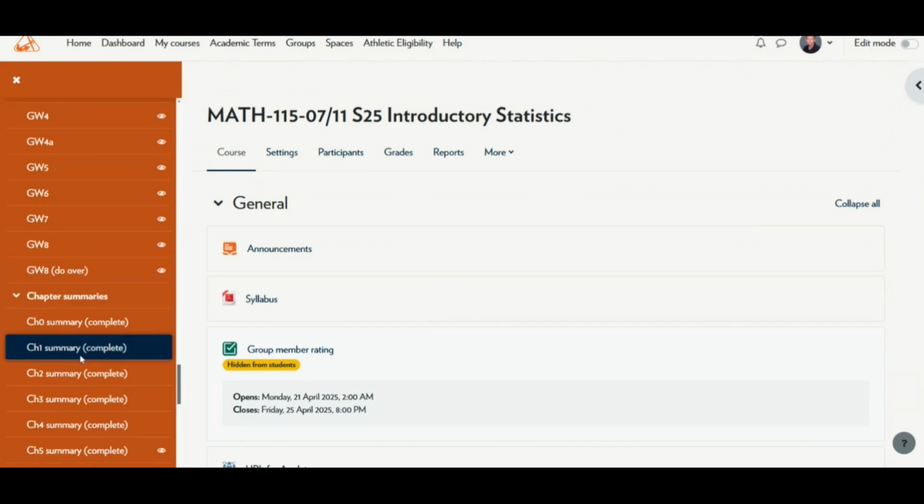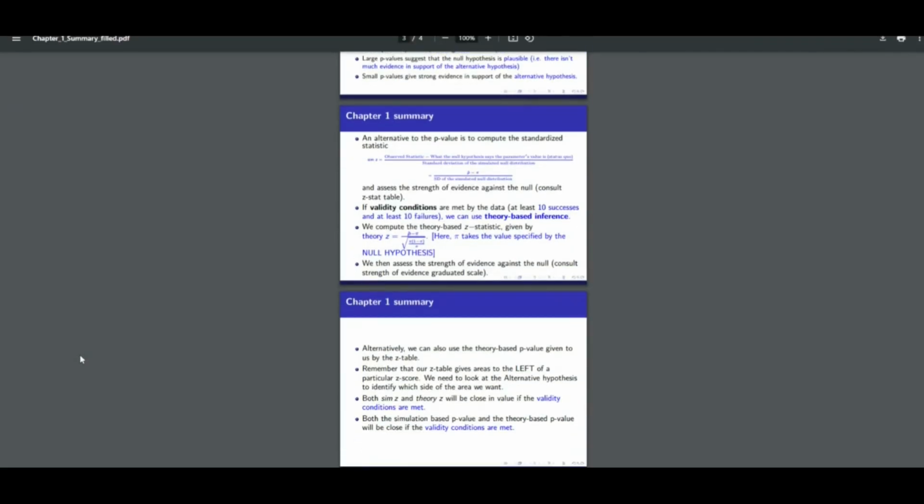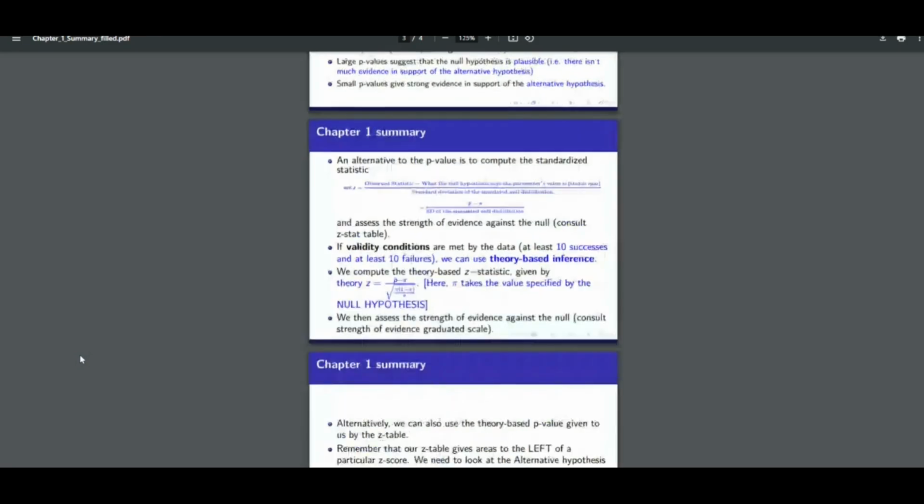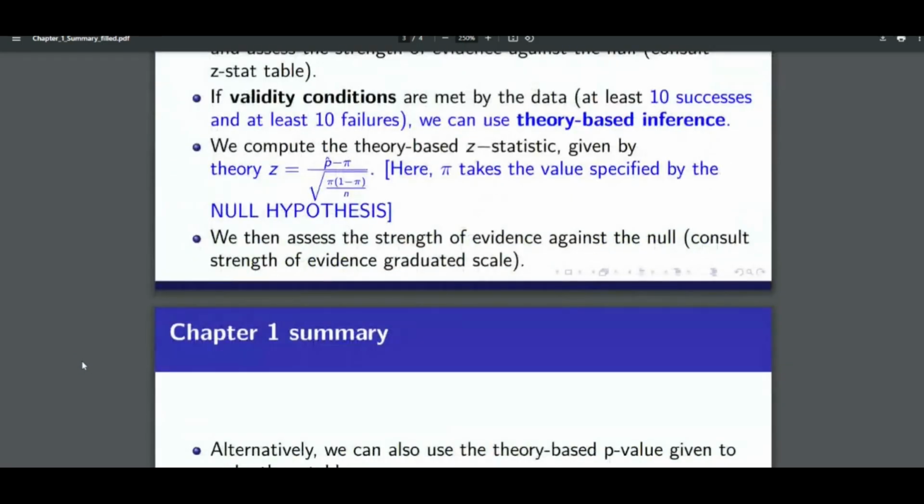Here it is, okay. Remember this one? You should, really. Theory Z is p hat minus pi over square root pi times 1 minus pi over n. Remember this one? Okay, this is theory Z. Notice, let me point out the structure. Observed p hat minus status quo statement over some square root thingy. All right, so we have that.